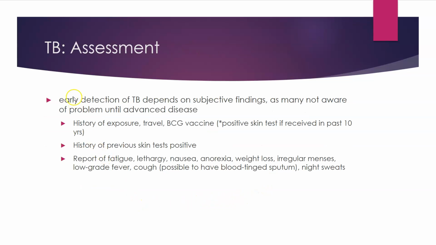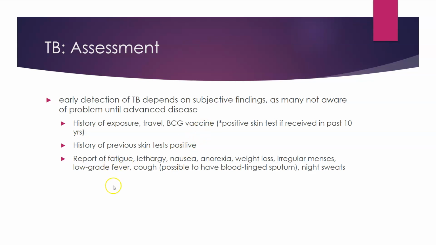So the best thing to do is have an early detection of TB, looking at those subjective findings. The bad thing is these tend to be very vague in nature. But we'll look and see: do they have a history of exposure, any travel to foreign nations, have they ever had the BCG vaccine? Some people have had a skin test, forgot that they had the BCG vaccine, and then the skin test turns positive and they kind of freak out a little bit. So we do have to watch this a little bit. They might have a history of previous positive skin tests, especially if they had the BCG vaccine.